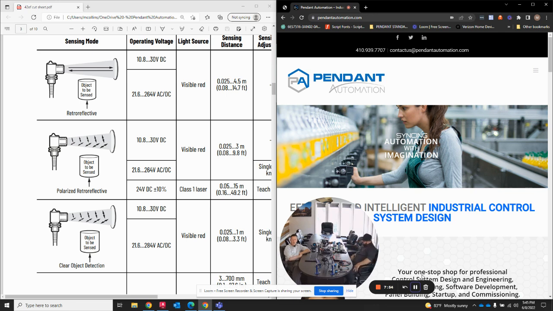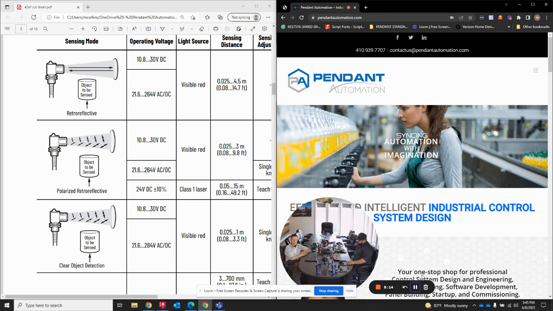So at Pendant, it's our standard and default. We always use the polarized retroreflective. All of the reflectors are generally the same if you buy them from Allen Bradley, which we do, but it's just peace of mind that you're not going to get false triggers based on the package. You just never have to think about it, right?